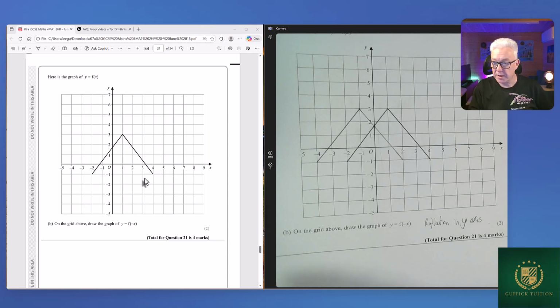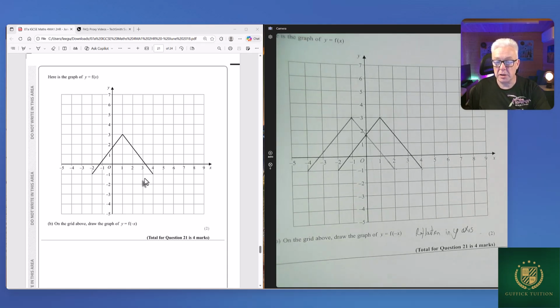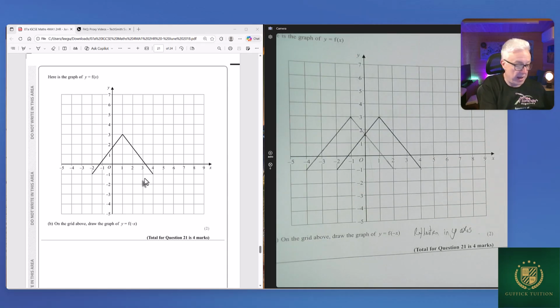Okay, so that completes that question. A little bit of nice graph transformations there. Very important for anyone thinking of doing A-level. You'll soon get used to those if you decide that you're going to do A-level.